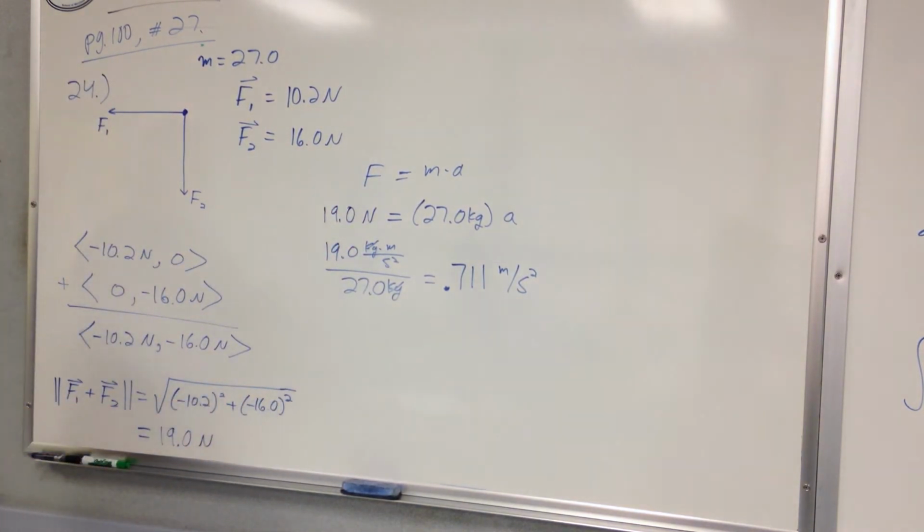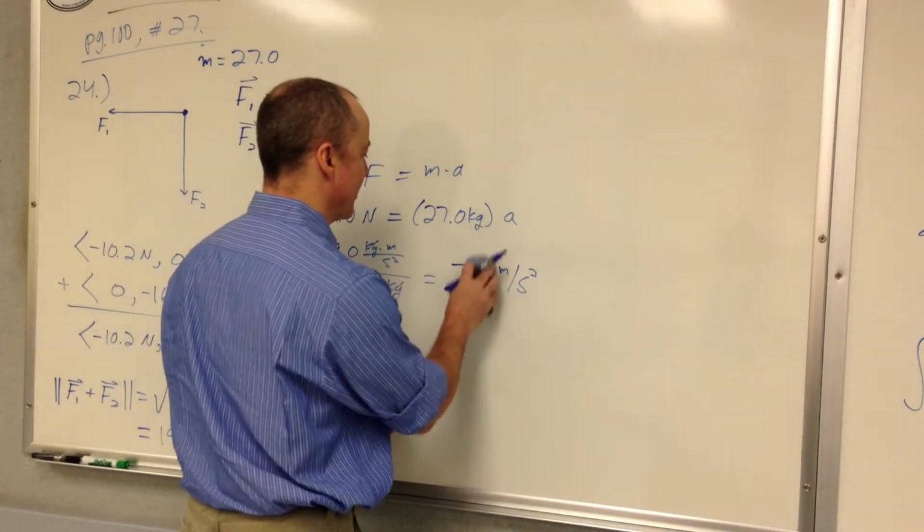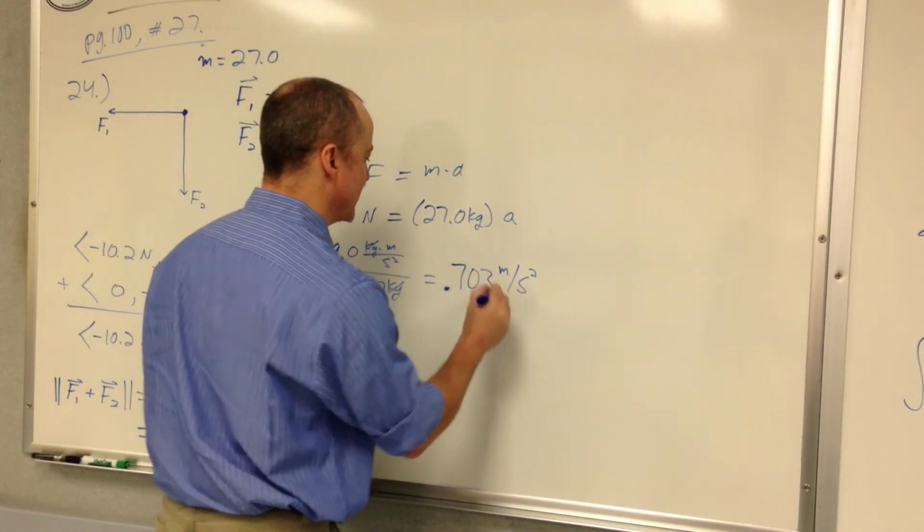Diego, please tell me you used 19 and not 19.2 or 18.97. No, I got 0.703. Yeah. Jake, thanks for saying that and helping me catch that mistake.